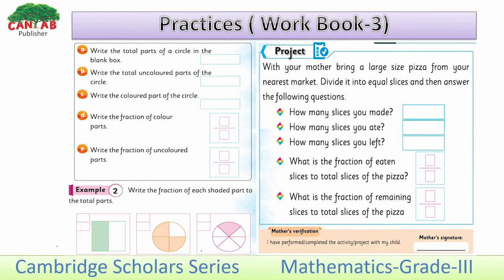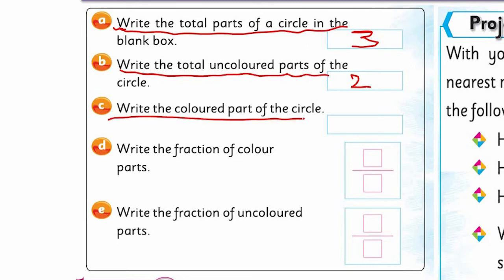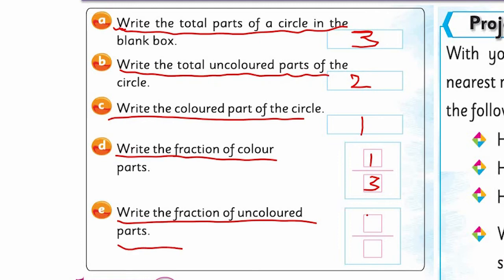Now come to the next page. Students, look here and write this is the part of first example. Write the total parts of a circle in the black box. How many? These are 3. Write the total uncolored parts of the circle, 2. Write the colored parts of the circle. So how many? Only one which we have colored. So write the fraction of colored parts. What is the fraction? So 1 by 3. Uncolored part. Fraction of uncolored part 2 by 3. Similarly, you have to complete this example at your workbook.